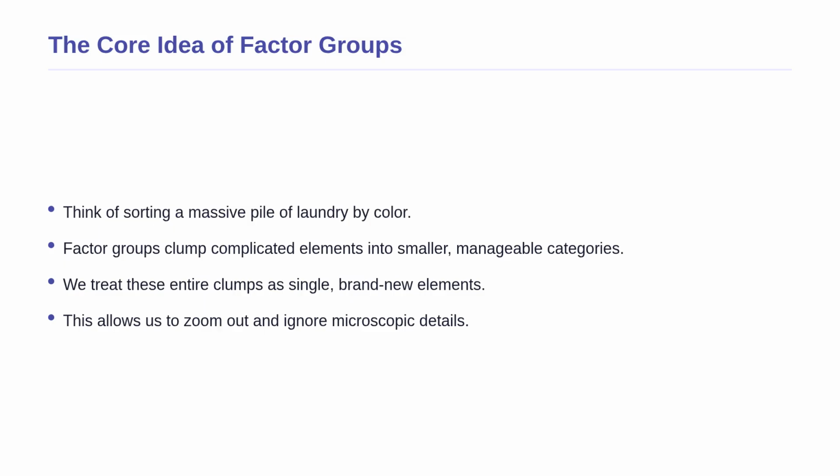In mathematics, a factor group, which is sometimes called a quotient group, takes a very large, complicated group of elements and clumps them together into smaller, manageable categories. We treat these entire clumps as if they were single brand new elements, zooming out so far that a whole cluster looks like just one single dot.